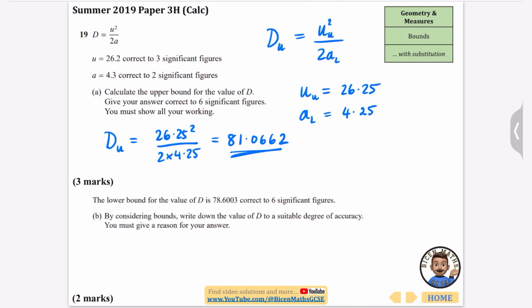It then says that the lower bound for D is 78.6003 correct to 6 significant figures. By considering bounds, write down the value of D to a suitable degree of accuracy. You must give a reason for your answer.